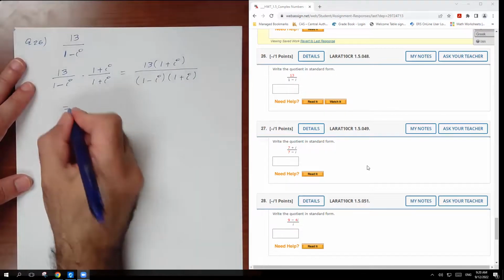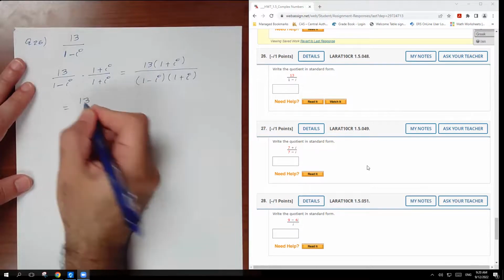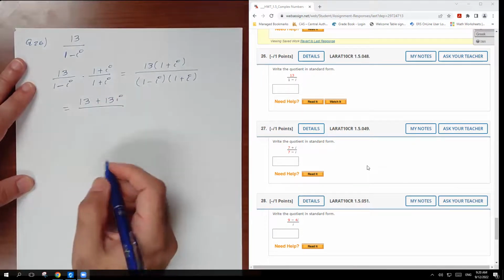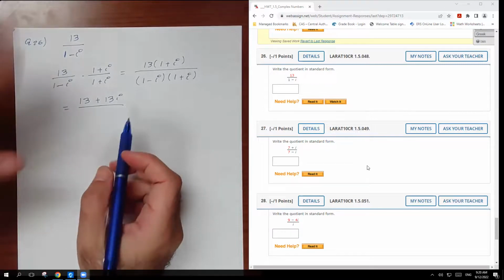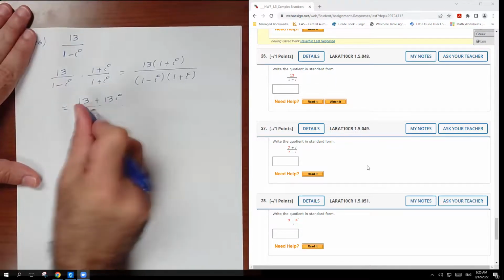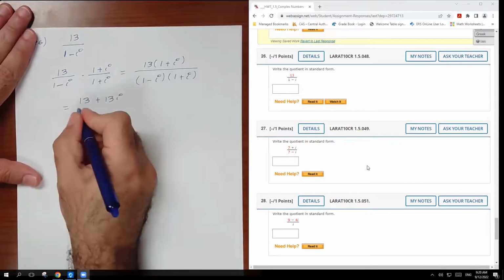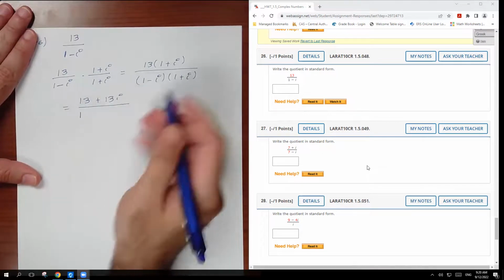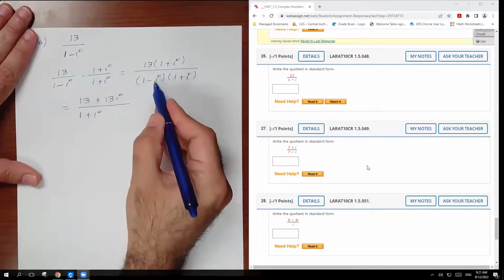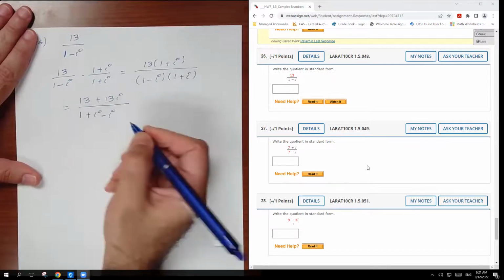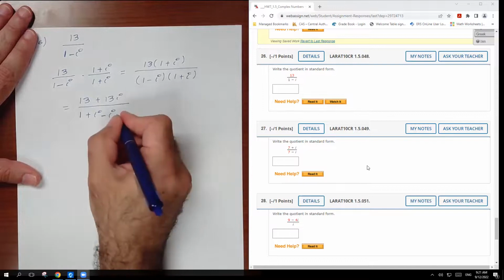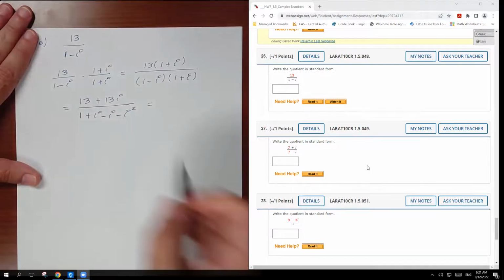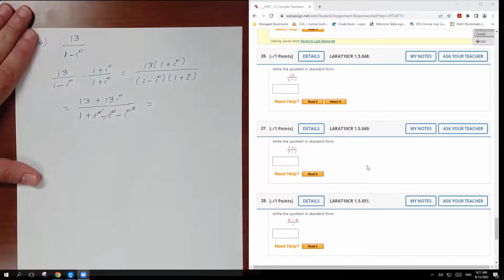13 times 1 is going to be 13. 13 times i is going to be plus 13i. Now on the bottom part, if you want to distribute, fine. If you want to just say a squared plus b squared, it's going to be fine. Not going to say wrong. So 1 times 1 is going to be 1. 1 times i is going to be plus i. Negative i times 1 is going to be negative i. And negative i times i is going to be negative i squared. Here, this one is going to be 0.